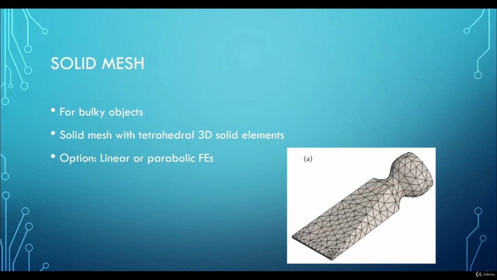With solid finite elements, we can create a solid mesh. This solid mesh is appropriate for bulky objects. The program creates a solid mesh with tetrahedral 3D elements, and those elements can be linear or parabolic finite elements, as we saw in the previous chapter with the 3D tetrahedral finite elements.